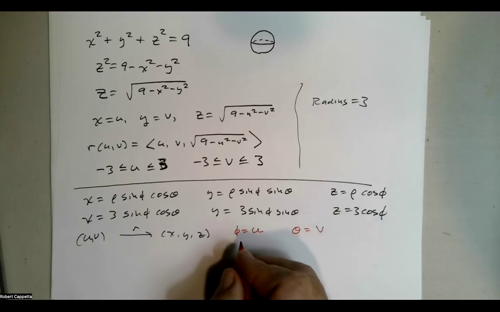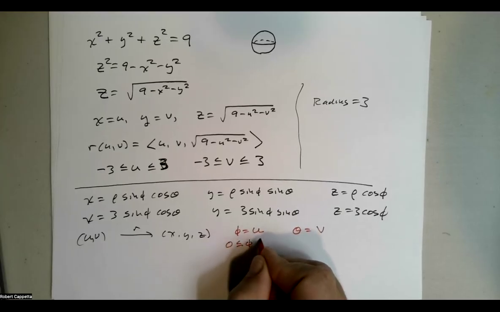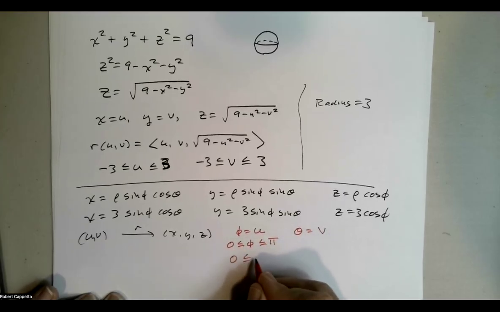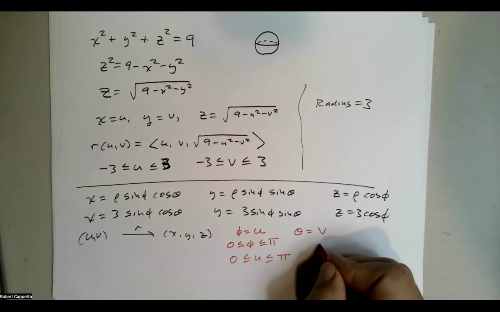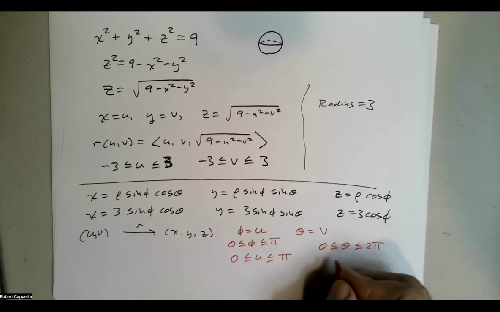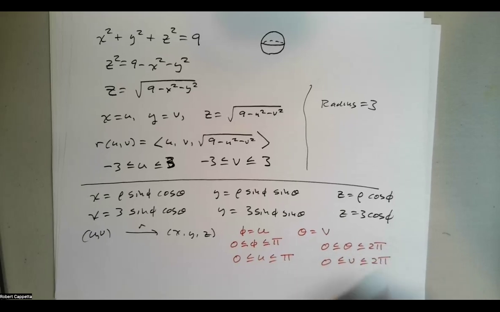Now we know phi ranges from 0 to pi, north to south pole. So 0 less equal phi less equal pi. So that gives me 0 less equal u less equal pi. Similarly, theta goes from 0 to 2 pi, 0 less equal theta less equal 2 pi. So 0 less equal v less equal 2 pi.